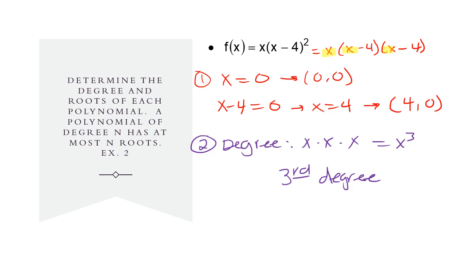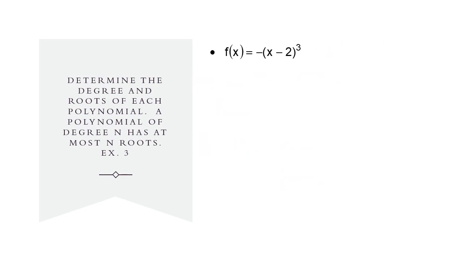All right. On to our third example. So for our third example, we have f of x equals negative x minus 2 to the third power, which means that we have negative x minus 2 times x minus 2 times x minus 2. Further in this lesson, we're going to learn what that 3 means and how it affects how the graph looks. But right now, we're just understanding that this is our factor.